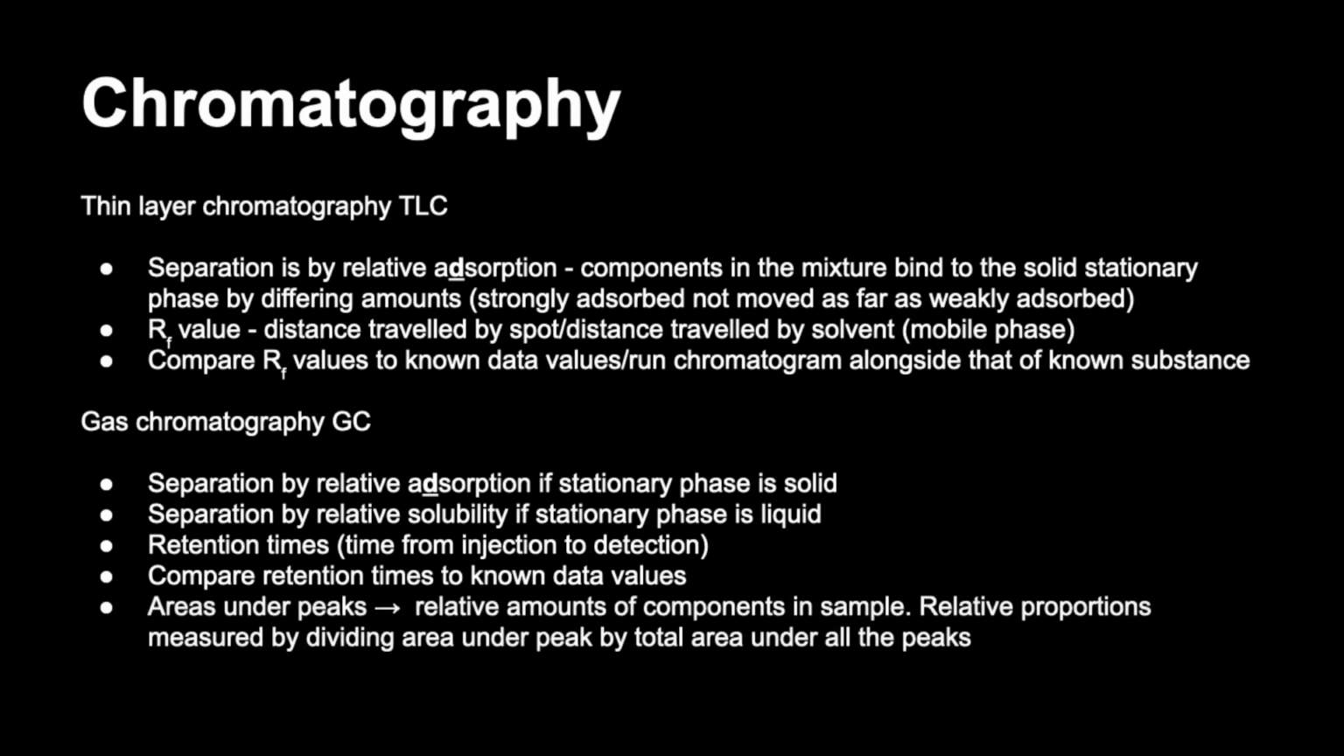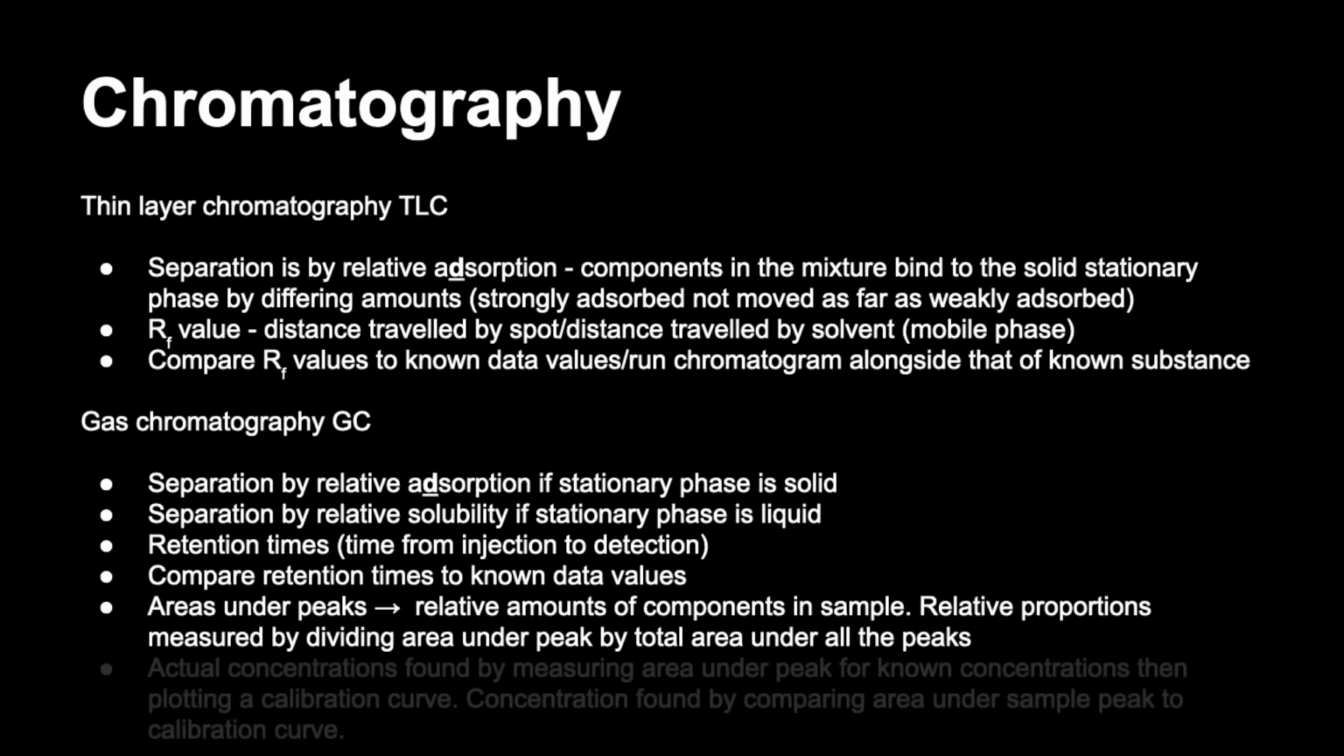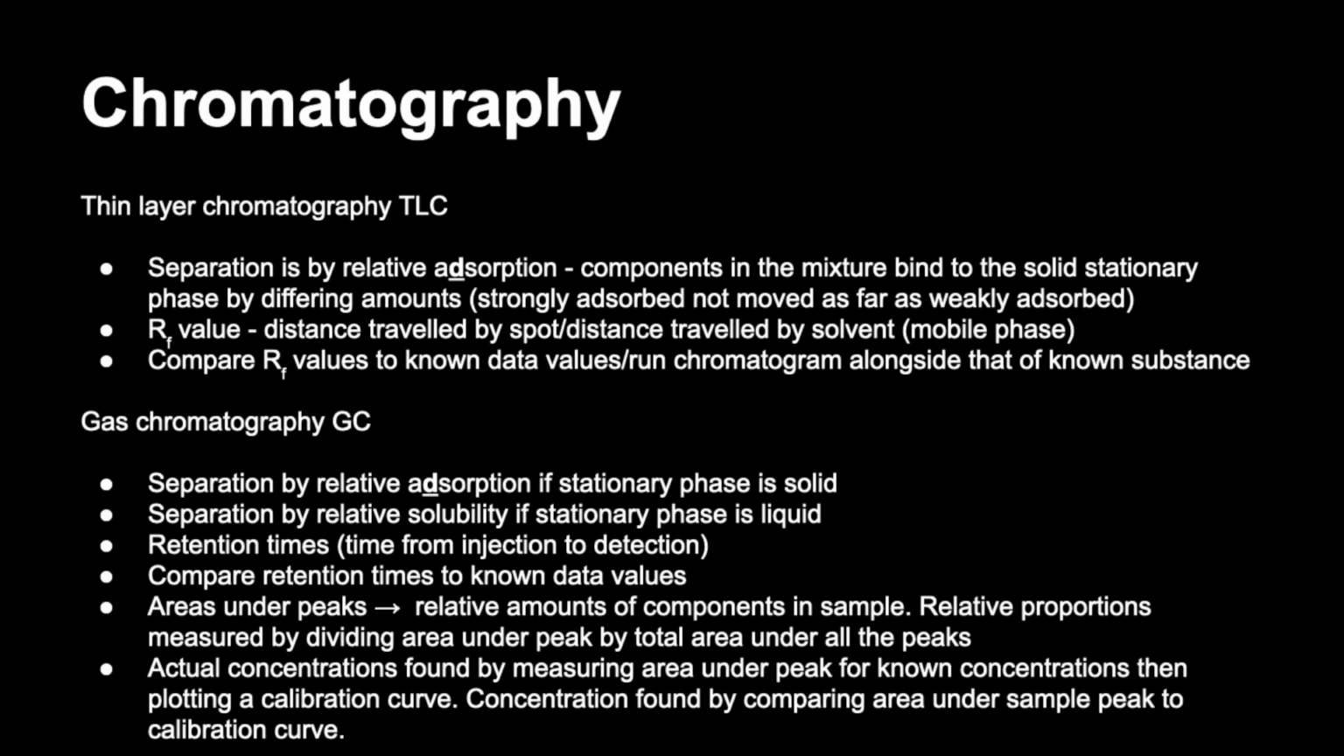So on a gas chromatogram, the different components in the mixture give peaks with different retention times, and they have a measurable area. Don't worry, you don't have to measure the area, you would be given that. And the area under the peak is proportional to the relative amounts of the component in the sample. And the relative proportions are measured by dividing the area under a particular peak by the total area under all of the peaks.